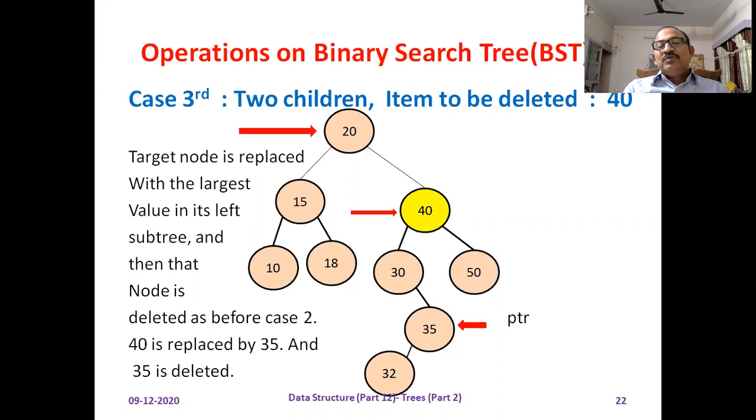Now what is case 2? Here you can see now 35 becomes the node 40, and it has only a single left child, and we have a technique to delete a node which has a single child node. Okay. And now we delete the node 35, which has now become the node 40. So this way we can delete a node which has two children nodes. Okay.